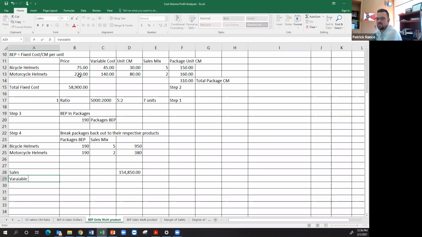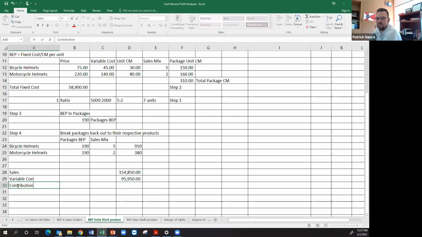Variable cost, I'm going to do pretty much the same thing, except it's going to be the cost side, not the revenue side. So I'm going to take my 950 times 45 plus 380 times 140. Okay, so I've got my sales and my variable costs, and now I can find my contribution margin.